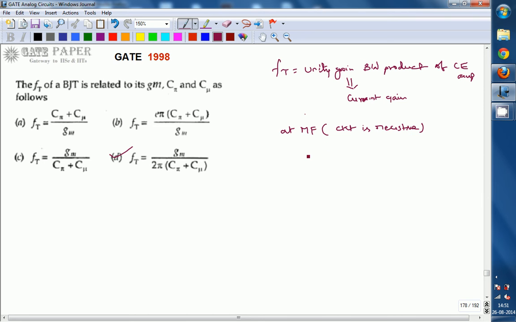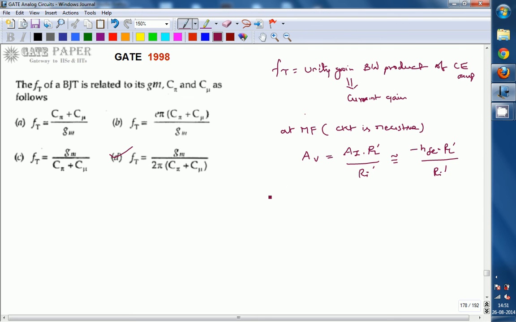So at mid frequencies voltage gain AV is equal to AI times RL dash divided by RI dash. RL dash is the effective load impedance, RI dash is the effective input impedance. AI is current gain at mid frequencies, AV is voltage gain at mid frequencies. The value of AI is at most equal to minus hFE times RL dash divided by RI dash. But this is at mid frequencies.